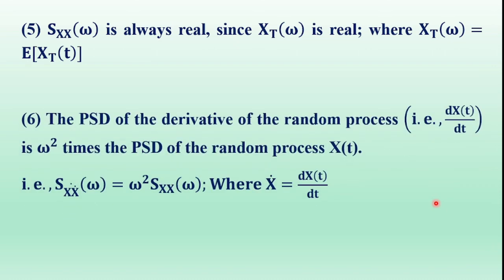Next property: the power spectral density of the derivative of the random process is omega square times the power spectral density of the random process x of t. That is, S x dash of omega, where x dash is the derivative of x of t, that is x dash is equal to dx of t by dt. S x dash of omega is equal to omega square into Sxx of omega. So these are some important properties of power spectral density of a random process x of t.